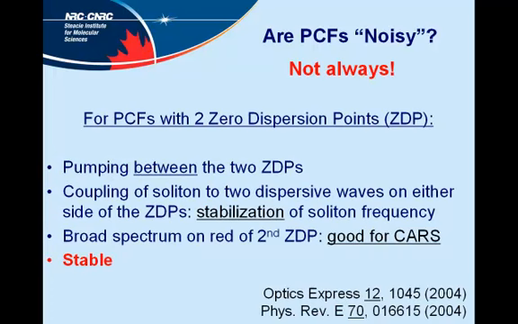Now, if you have a PCF which you've engineered to have two zero dispersion points, and you pump in between them, then you have soliton propagation, but then the soliton, as it's redshifting, runs into the second zero dispersion point, and it couples out, it spills out the side, and you get a redshifted dispersive wave. And that redshifted dispersive wave, which is just on the red side of the second dispersion point, which you can engineer to put where you like, is good for CARS, and you can have a very stable output because the soliton propagation length is small. Basically, it just runs into that second zero dispersion point and couples out. It's no longer a soliton. So this can be very stable output.